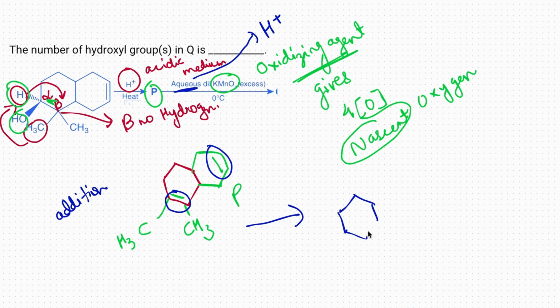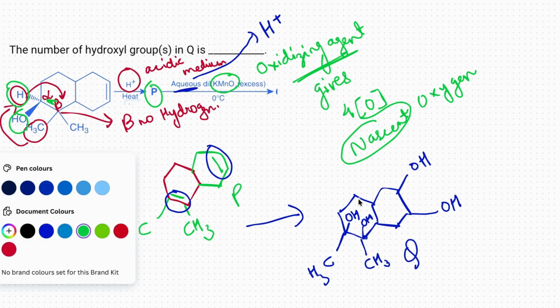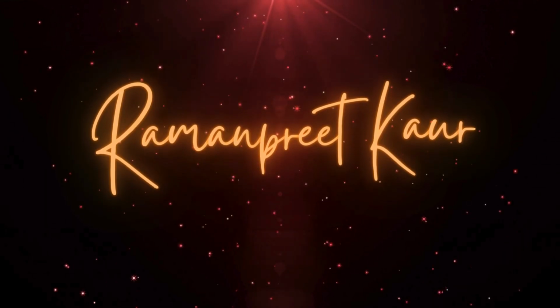Aqueous means there is enough water in the medium, which will give you H plus. So H plus will be the hydrogen supplier. Oxygen will be given by KMnO4, and hydrogen will be given by this aqueous medium. So now we have a total of 4 hydroxyl groups.